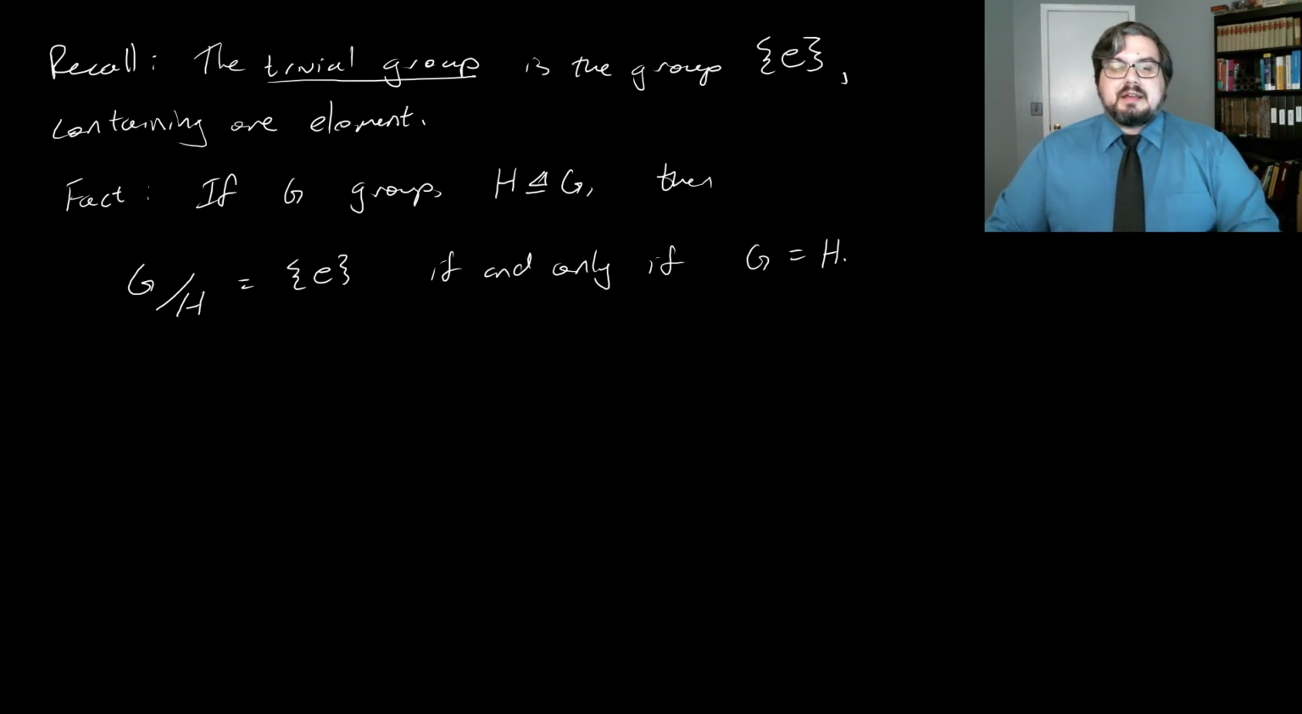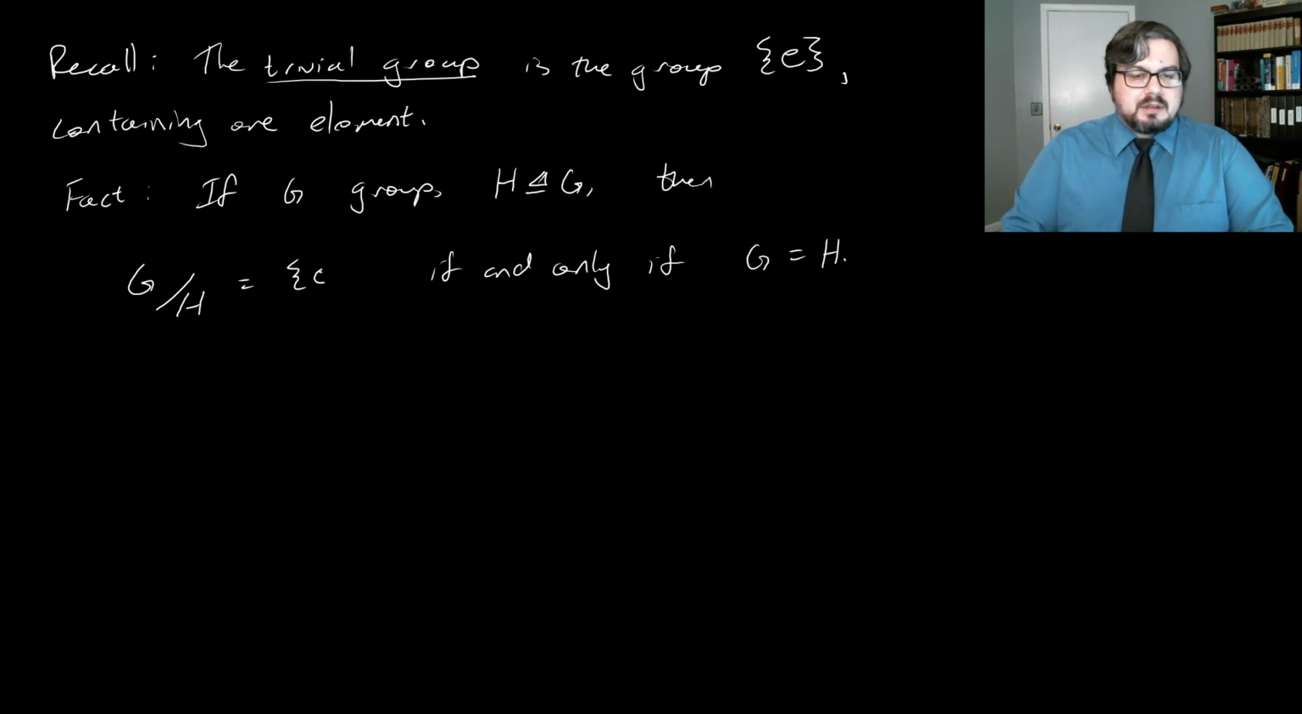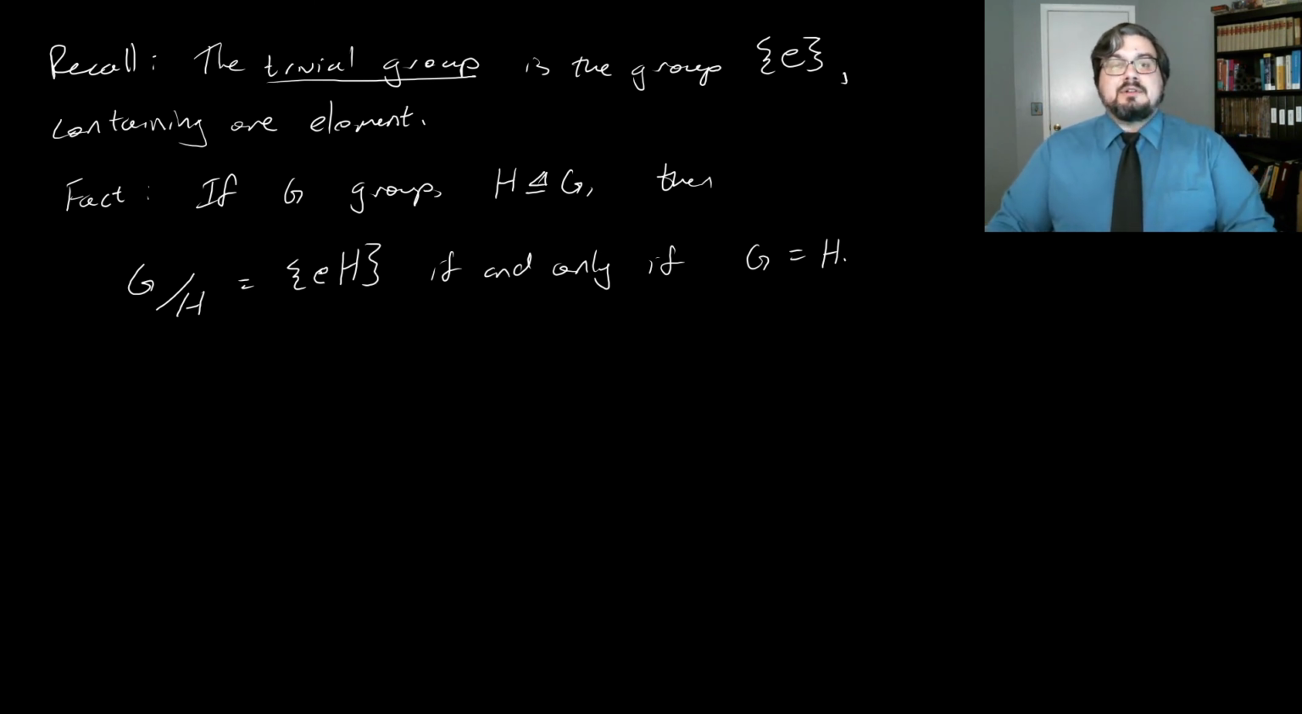And this is not terribly hard to see, but it's an important fact to keep in mind. So let's see how this goes. Sorry, I should have written this slightly differently. That G mod H is the singleton set {EH} if and only if G is actually equal to H. So let's see how that goes.